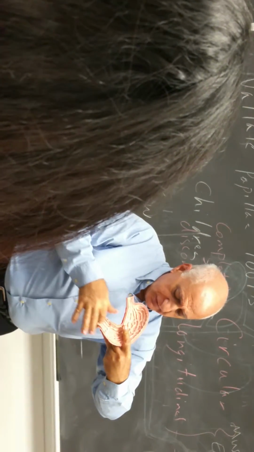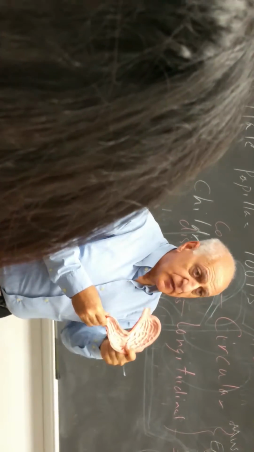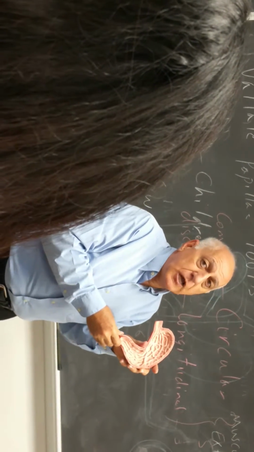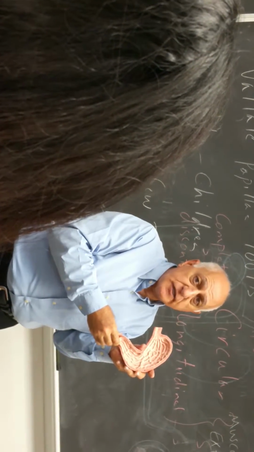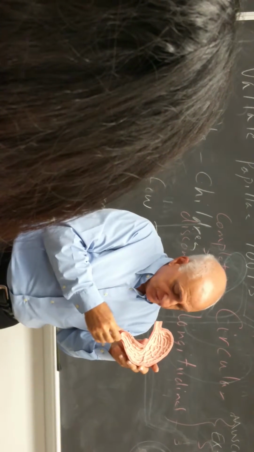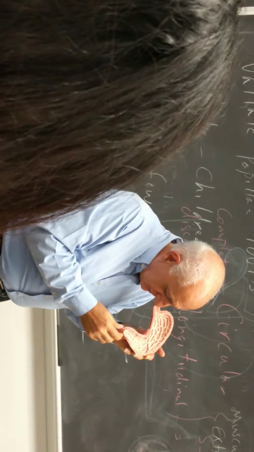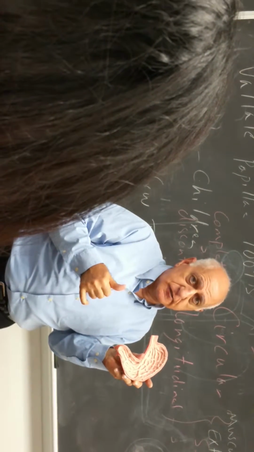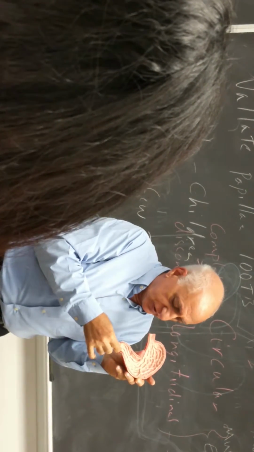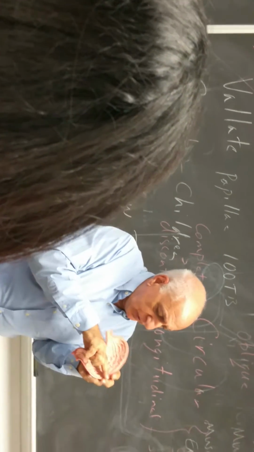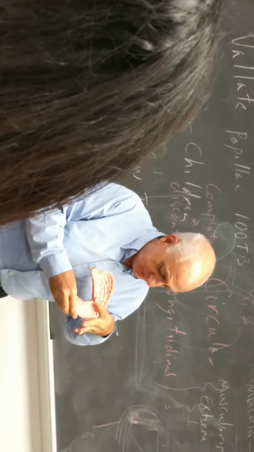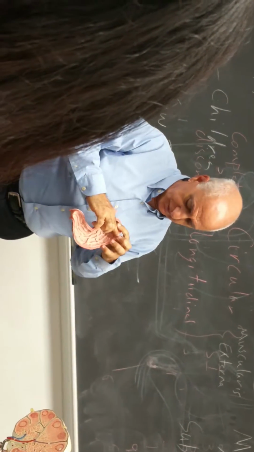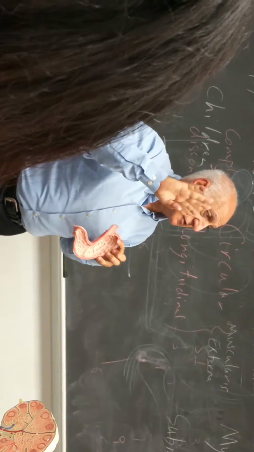The pyloric region ends at the pyloric orifice, or pylorus. So we call it pylorus or pyloric orifice, the opening. The opening is controlled by this muscle, which is called pyloric sphincter. So pyloric orifice, pyloric sphincter, pyloric region, that's the region, the body, fundus, and cardia. So 4 regions for the stomach.